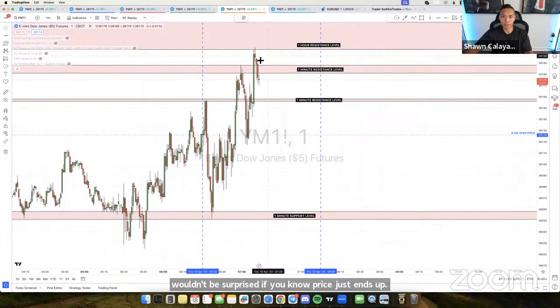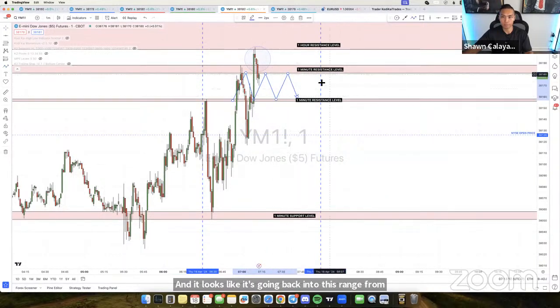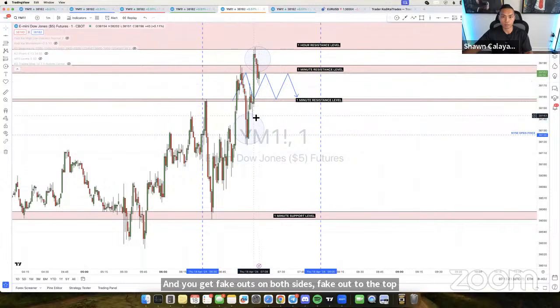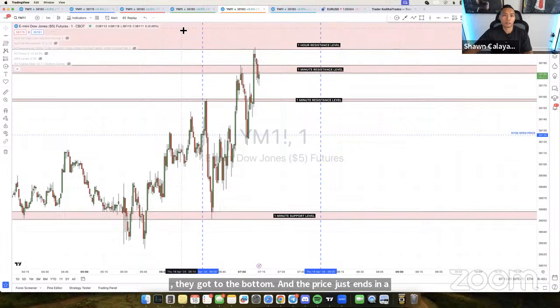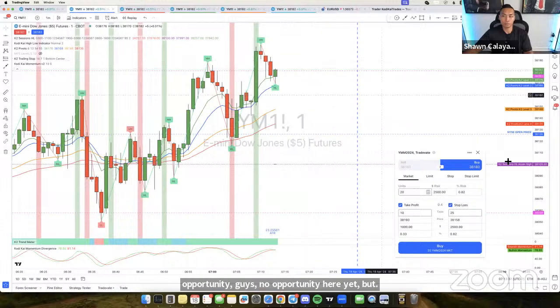This looks like a fake out, and it looks like it's going back into this range from earlier. This is the real range, and you get fake outs on both sides, fake out to the top, fake out to the bottom, and then price just ends up right back here in the middle. So again, we will be waiting for any opportunity. There's no opportunity here yet, but we'll continue to wait.